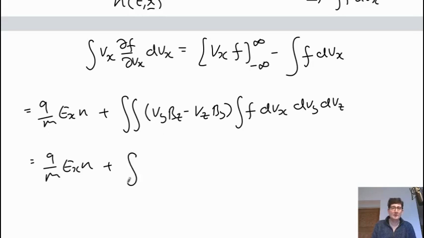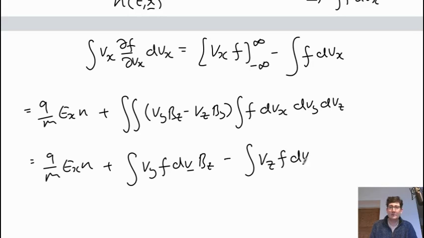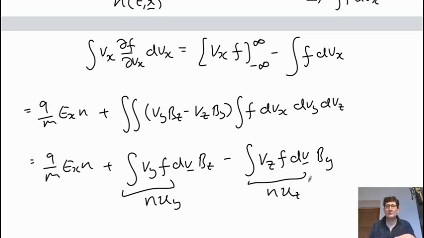So we just have vy times f, and we can just put all the v's back together again, so it just becomes a dv, and this is multiplied by pz. And this term becomes an integral of vz times f over v multiplied by vy. So this here is just n times u in the y direction, and this is n times u in the z direction.